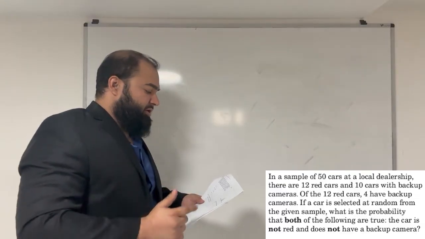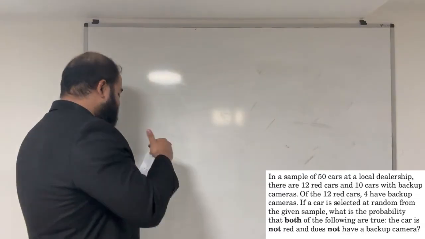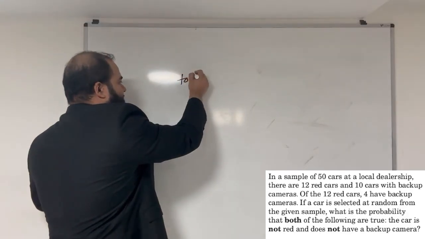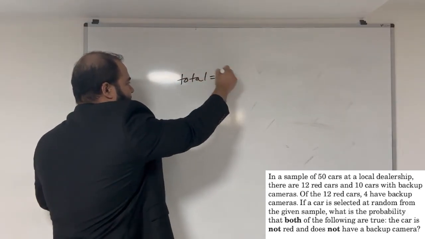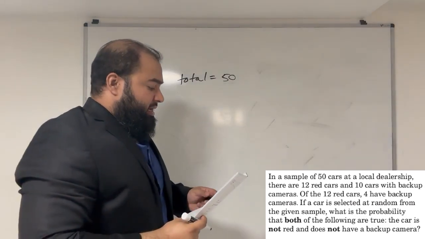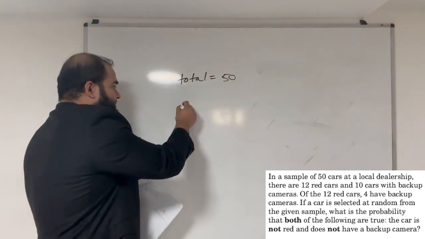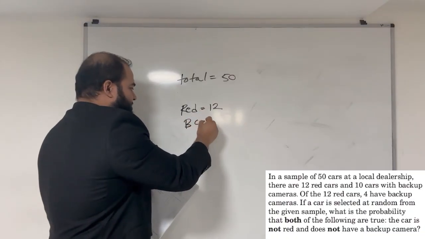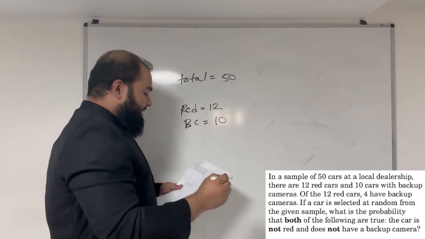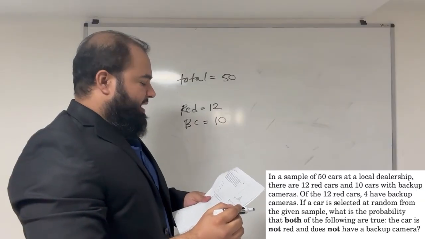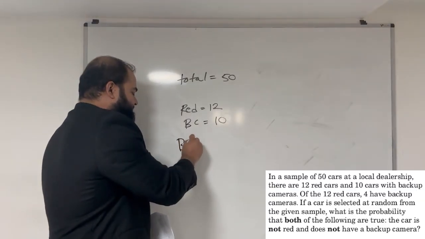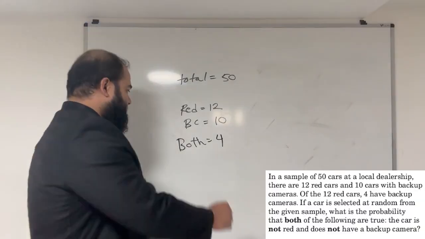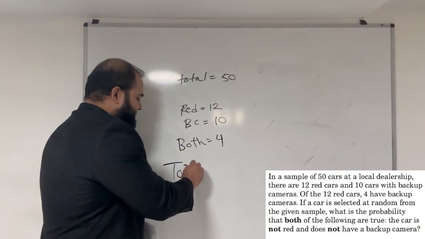So let me try this with you guys. Number 103, okay, this question says in a sample of 50 cars, so there are total 50 cars, and 12 of them are red, and 10 have a backup camera, and out of the 12, 4 have cameras, so some have both. So 4 have both.